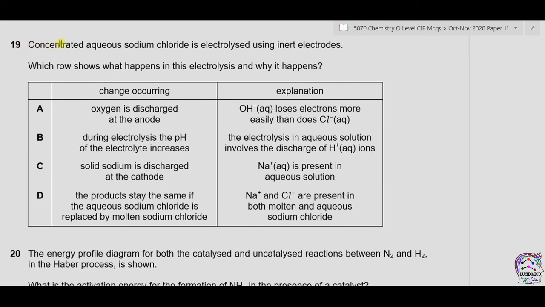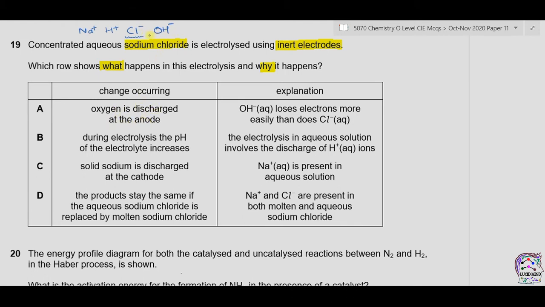Question number 19. Concentrated aqueous sodium chloride is electrolyzed using inert electrodes. Which row shows what happens in this electrolysis and why it happens? In concentrated aqueous sodium chloride, we have sodium plus ions, H plus ions, Cl negative ions and OH negative ions. As this is concentrated solution, the number of Cl negative ions will be larger as compared to OH negative ions. A. Oxygen is discharged at the anode.